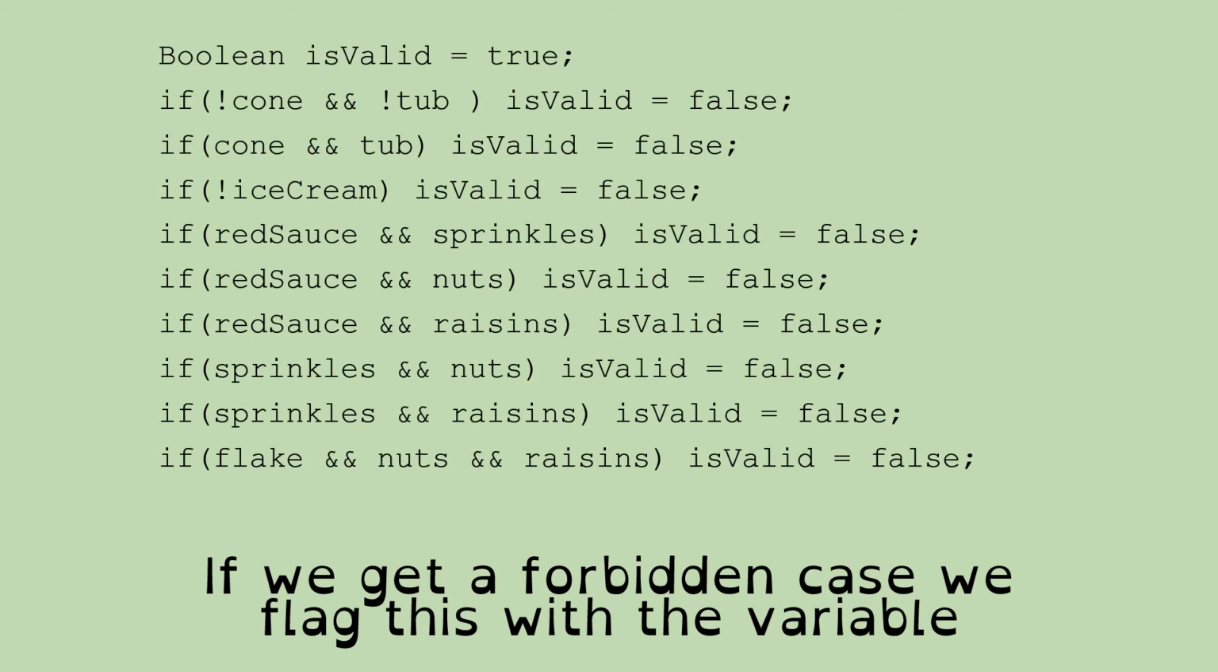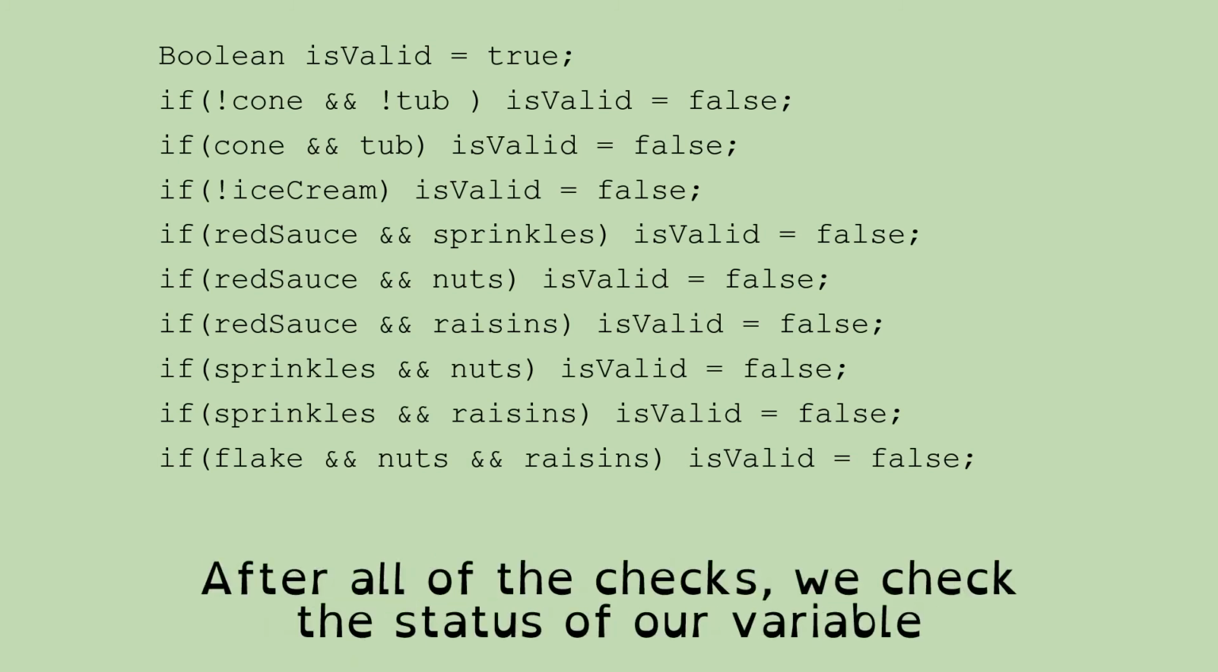So the program runs through, it starts at the top, it sets our isValid variable to true as default, and then goes through each of the conditions in turn. If it finds a forbidden condition, it will set isValid to false. So at the end, all we need to do is to check the status of the isValid variable. If our order combination is a valid one, then we can go ahead with the order.